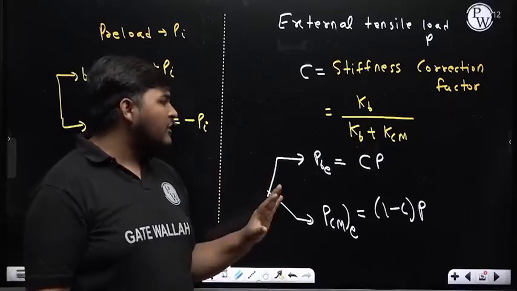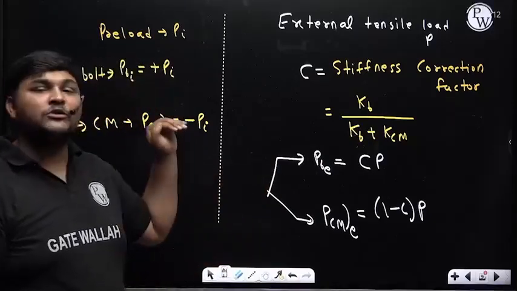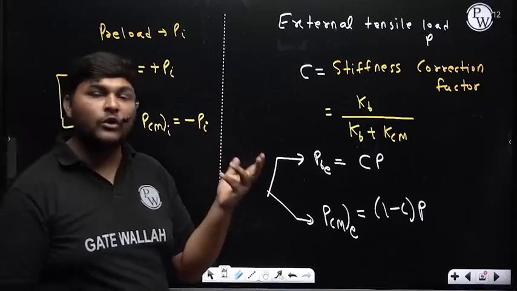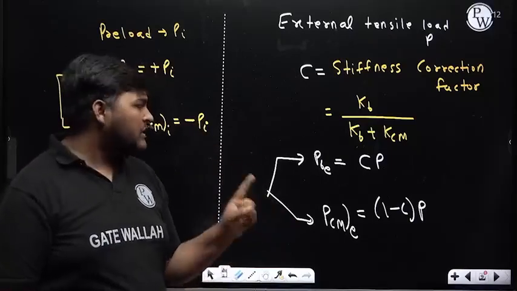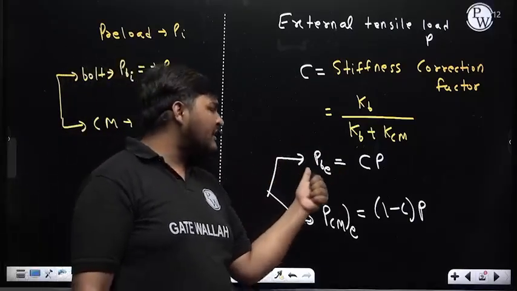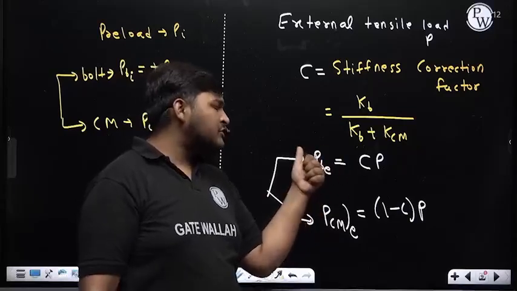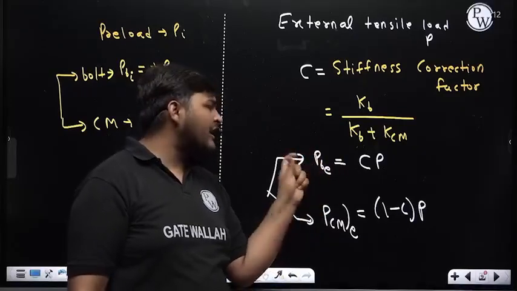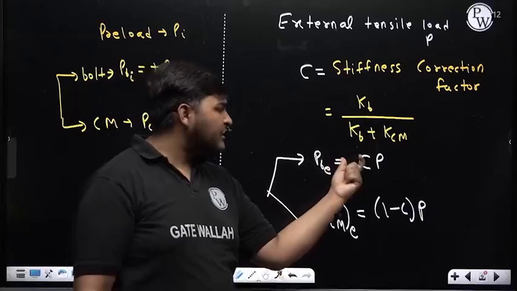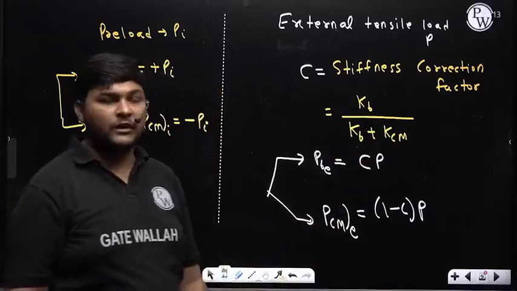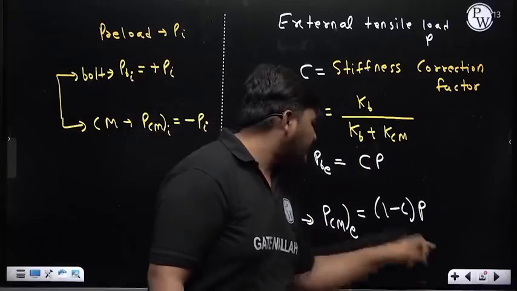Right now, our objective is to calculate the total axial force in the bolt, because we have to calculate the core diameter of the bolt. For that, first we need to calculate what external axial force is coming in the bolt, meaning what axial force is coming in the bolt due to external load. For that, first we need to calculate the value of C. So to calculate this, first I am calculating C.